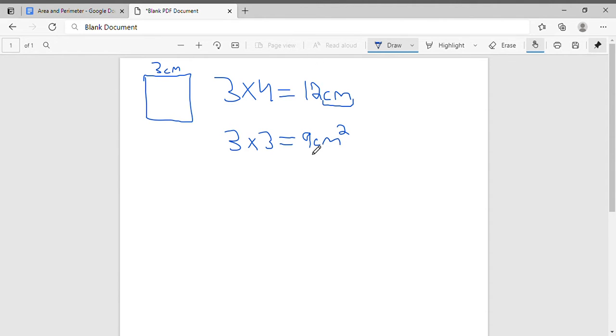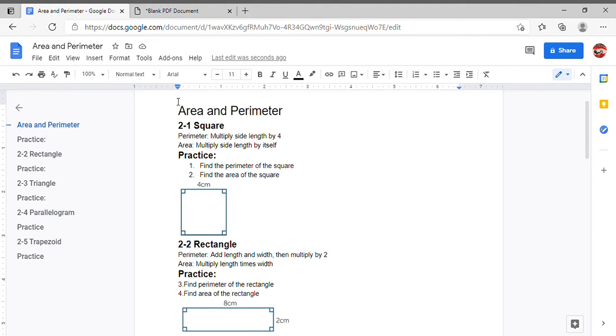So for area, it's going to look like this. Also important to not forget. And the reason it's squared is because there's two side lengths that you're multiplying together. And that's why you're going to make it squared. And yeah, that's the practice problem.